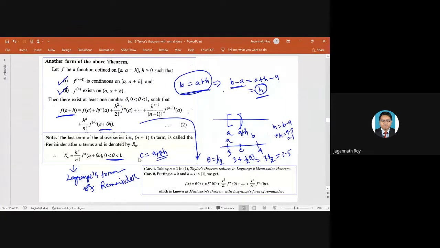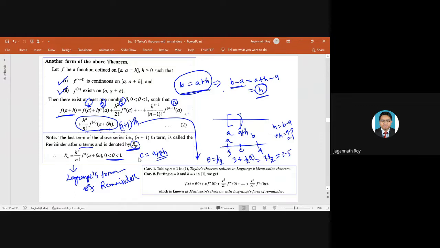So that is why, and this particular term is called the remainder term after n terms and denoted by Rn. This is the remainder term. Because this is the first term, this is the second term, this is the third, and this is the nth term, and this is the n plus 1th term. So after n terms, whatever term remains, we call it the remainder after n terms, and it is denoted by Rn.